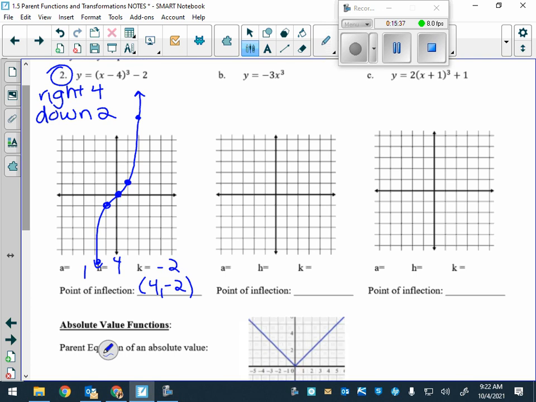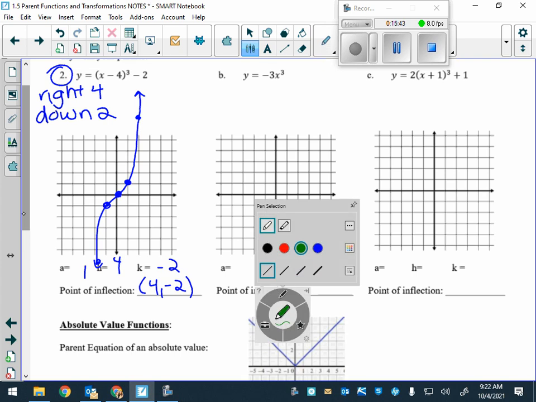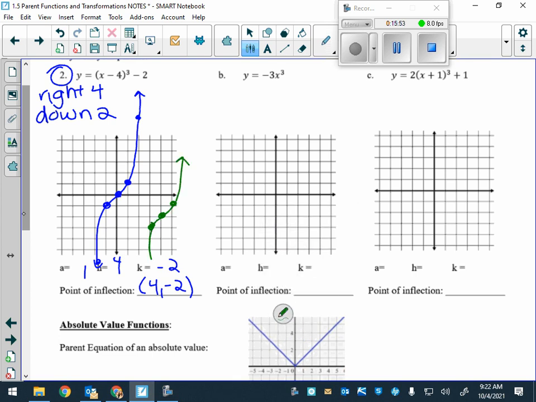Okay. So, down 2, or -2. And this is a prime example where you could only graph the 3, but showing the trend. Okay. All right. Try B on your own.